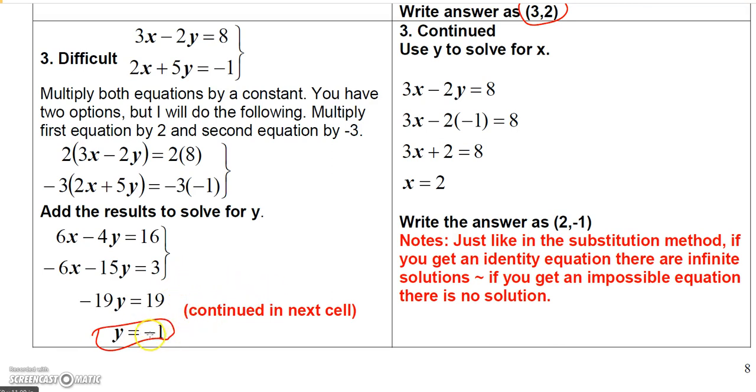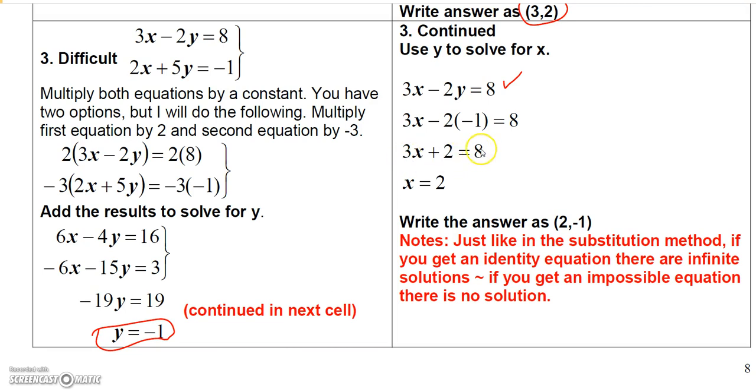And then to continue this, just pick one of your equations, and I'm going to just choose the first equation. And now that I know the y value, let's plug it into this equation and solve for x. So I have 3x minus 2 times negative 1 equals 8. That's going to be 3x plus 2 equals 8.